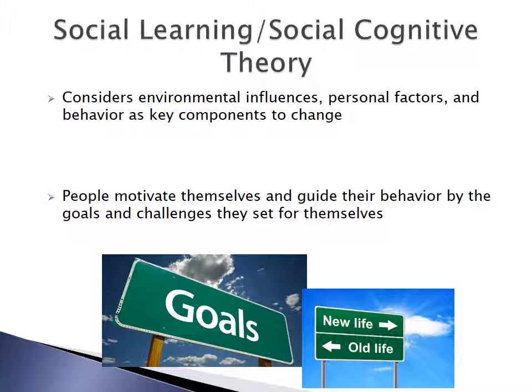The social learning theory is a behavior change model that considers environmental influences, personal factors, and behavior as key components to change. People, or the client, must motivate themselves and guide their behavior by goals and challenges they set. The person must believe that they are capable of achieving the goals. Again, this relates to self-efficacy and the perceived incentive to do so. Role modeling healthy behaviors or peer pressure may actually assist in motivating the individual or group to commit to the change.